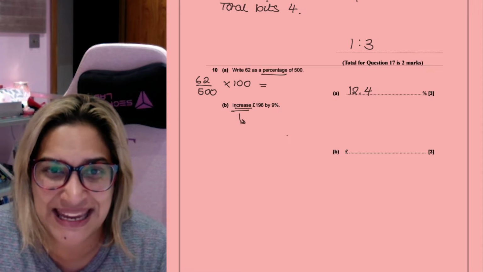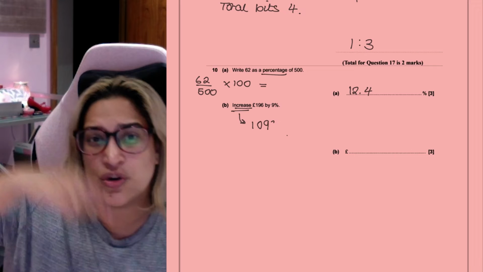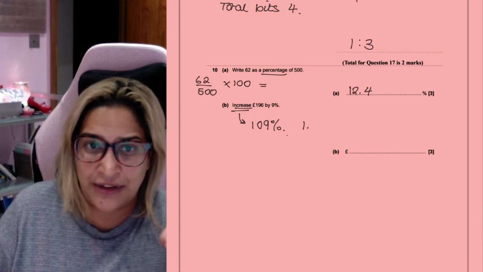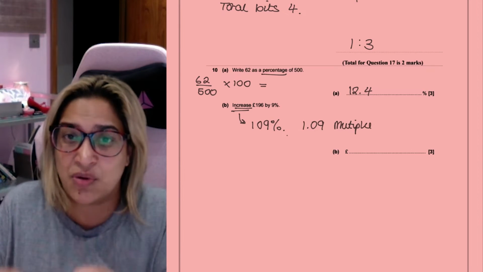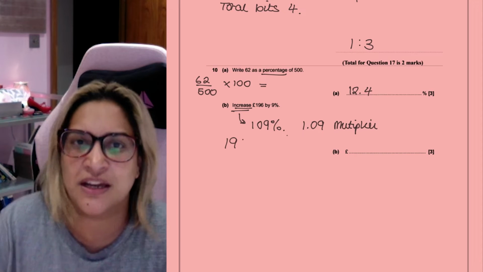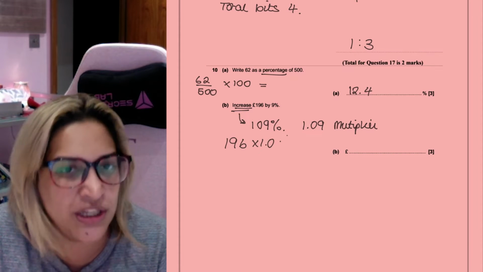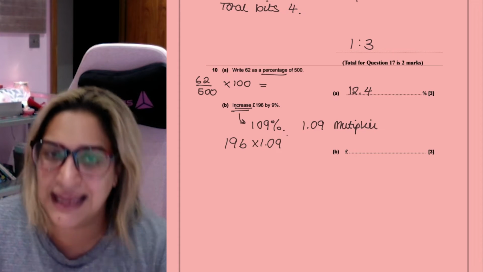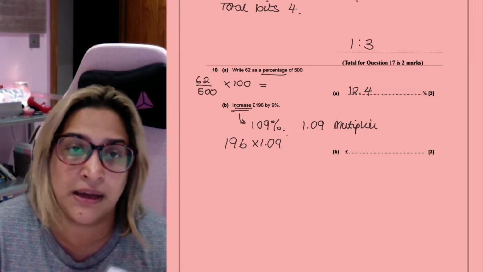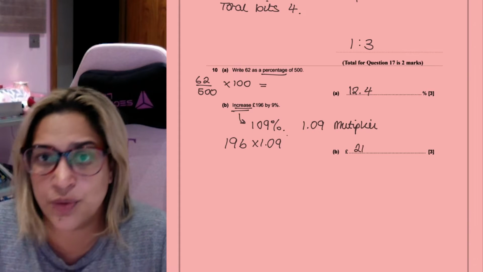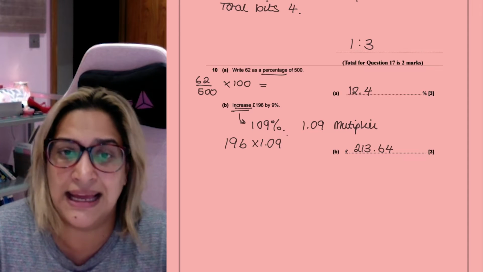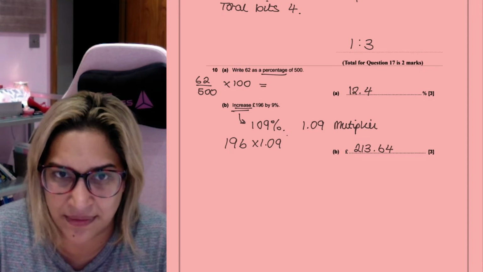Right, we've got the word increase. Now that's an increase multiplier. So it's the 100, the original amount, plus the other 9%, which is 1.09 if we want to type it straight into our calculator. We can also use that percent sign, and we could actually do multiplied by 109%, and that would be okay as well. So we get 213 and 64 pence.